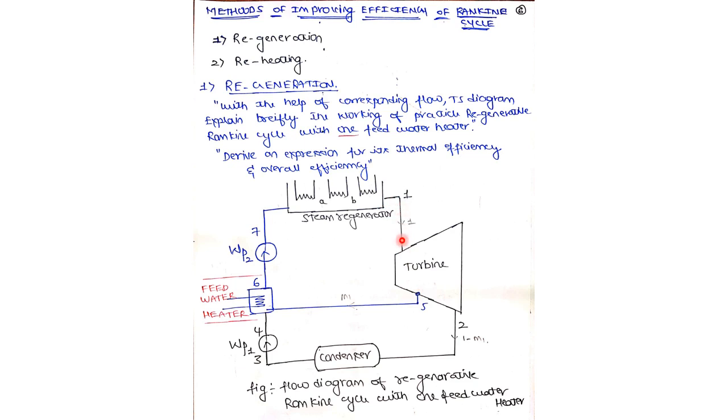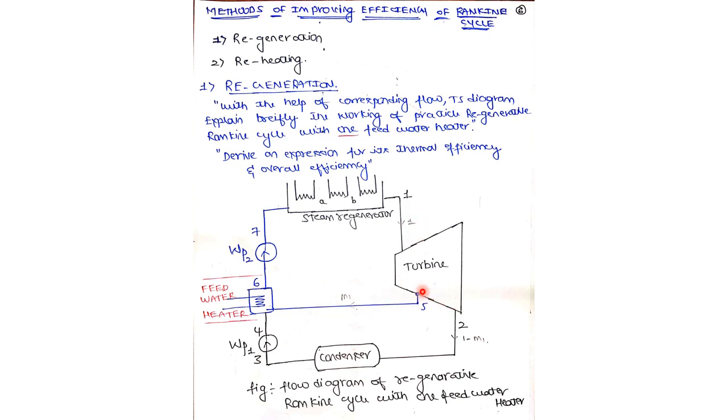The unit amount of steam is flowing at the inlet. What happens when you take a tapping here? m1 amount of steam will flow back. Here it was unity. When m1 amount of steam is flowing back, what is the remaining steam that is expanding from state 5 to state 2? Here it is 1, and m1 is going back, so 1 minus m1 amount of steam is expanding from 5 to 2.